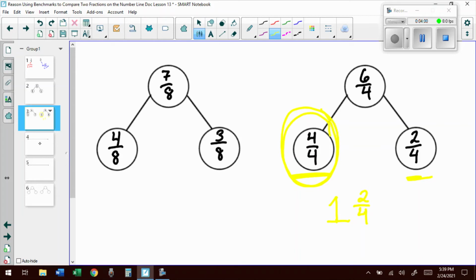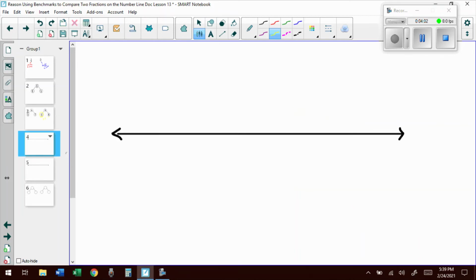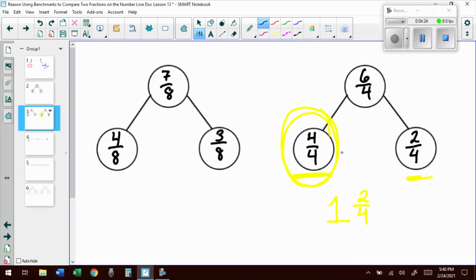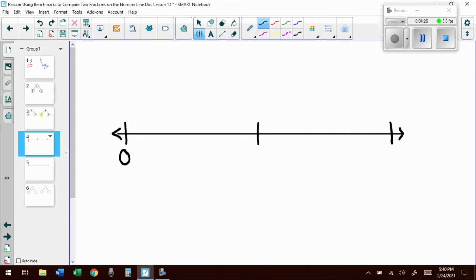Now our use of the number line. Today we're going to start with 0. And instead of our number line being 1/2 and 1, number lines can be anything you want them to be, and we already know that one of our fractions is going to be greater than one whole. So this is going to be 1, and our number line will end with 2.